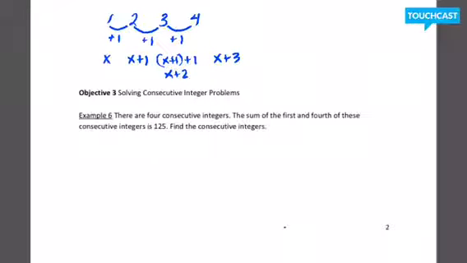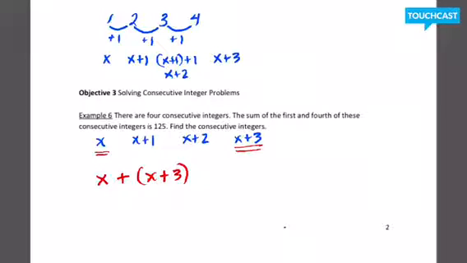So for the problem, it says the sum of the first and fourth of these consecutive integers is 125. Find the consecutive integers. So I'm going to start off with my integer of x. My next one will be x plus 1. Then I'll have x plus 2. And then I'll have x plus 3. When I add the first and the fourth of these integers, I have x and x plus 3. The question says the sum of the first and the fourth of these consecutive integers is 125. So this is the equation that I start out with. x plus x plus 3 is 125.